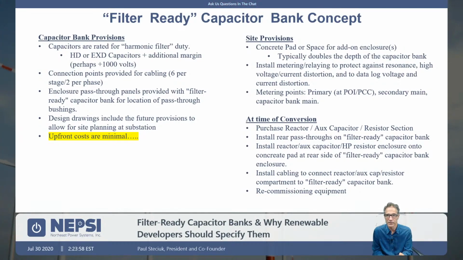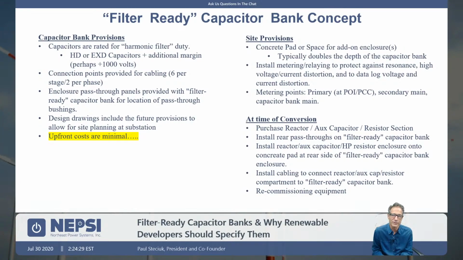The filter ready concept should include connection points for cabling. If we have a capacitor bank and we need to add reactors to it, we need to have connection points, so we should account for that in our filter ready capacitor bank. We, as a metal enclosed system, will put what we call pass-through panels. We'll get the system ready to incorporate a harmonic filter reactor, and I'm going to talk about this all more in a minute.